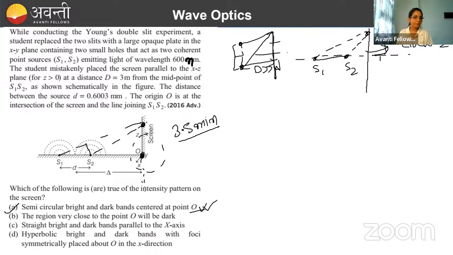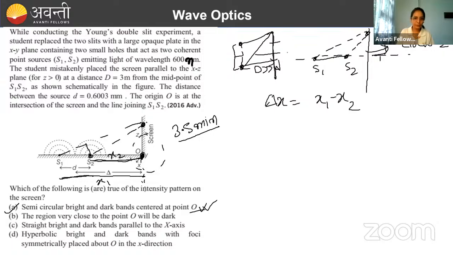Then, if it is talking about point O, light traveling from S1 will cover how much distance? This distance. And light coming from S2 will cover how much distance to reach O? This much distance, right? So this is your X1, this is your X2. X1 is greater than X2. And what will be the path difference? Path difference will be X1 minus X2.